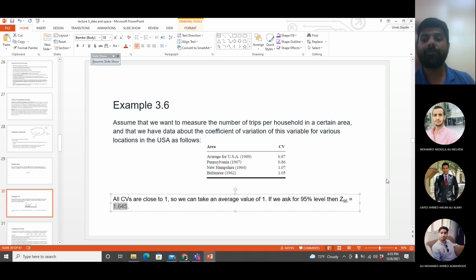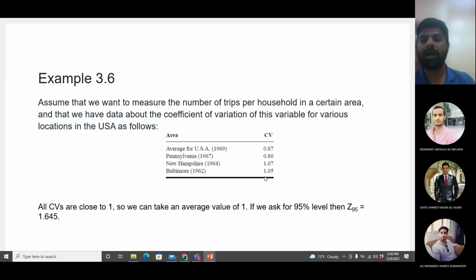If the values are close to 1, then it is understandable, or it is allowed to assume the average to be exactly 1. CV, assuming coefficient of variation to be 1, is allowed even if the data is close to 1. So if you take the average of these 4 values, you may not get a value which is exactly 1. You may not get it, but this is fine.